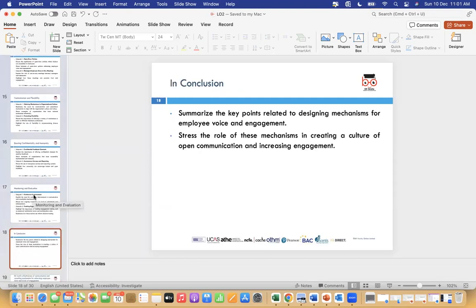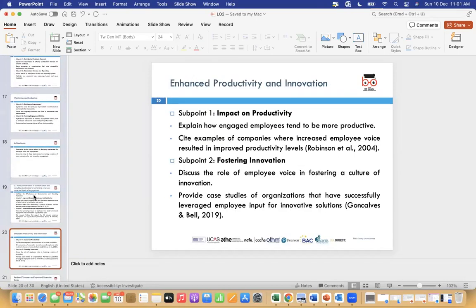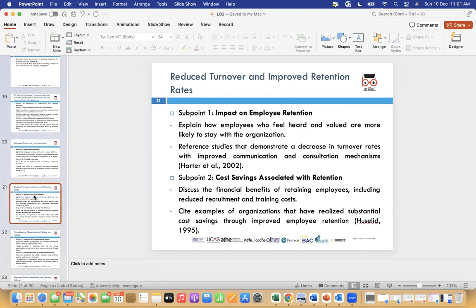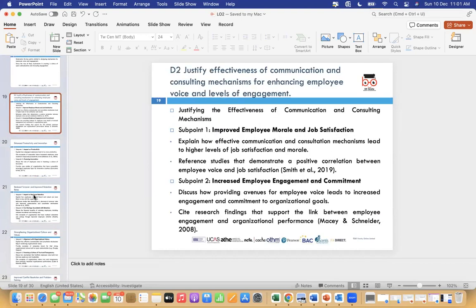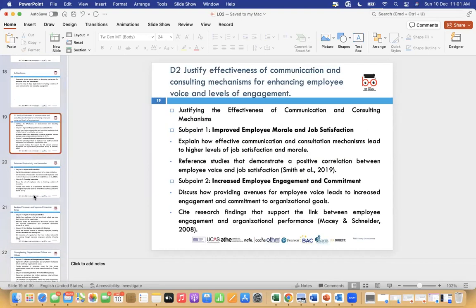So basically we went through all of these points and how all of that would help in open communication and increasing engagement. I am aware that the time is up. I'm just going to quickly skim through these few slides. We have a lot, but it's going to get done quicker because we have gone through all of this.